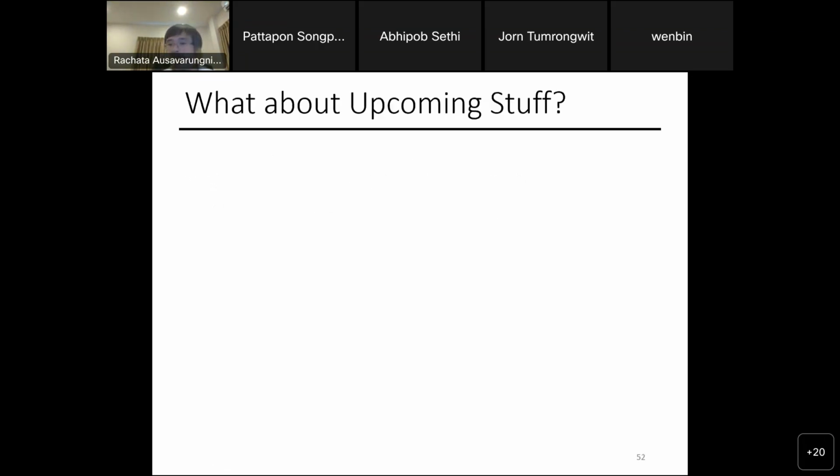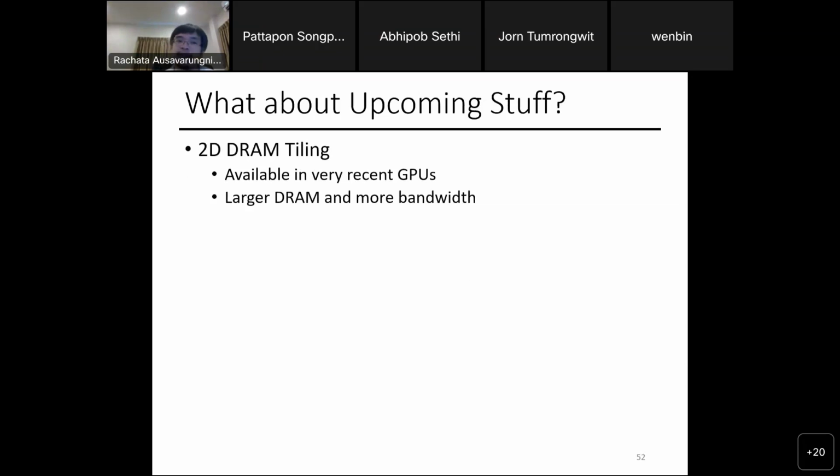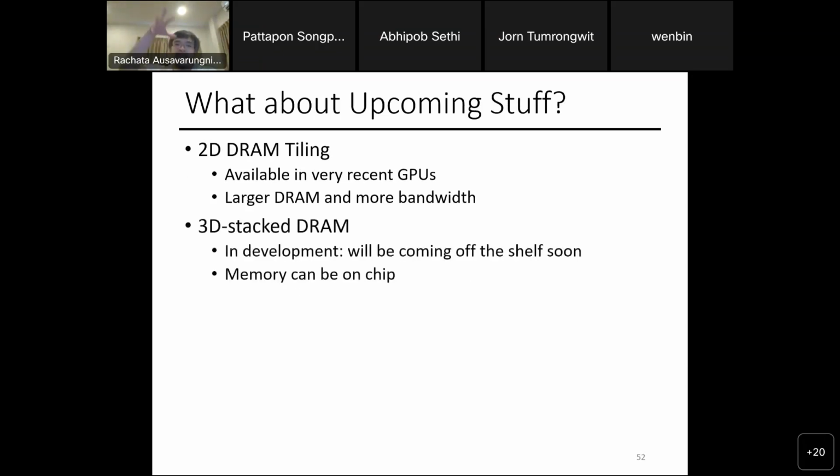Again, what about the upcoming stuff? This is already out there, right? Recent GPUs can do tiling, basically put a lot of DRAM next to each other. They can also stack them on top of each other. These are already on the shelf. I'm sorry for not updating the slides. A few years ago, these were not on the shelf.